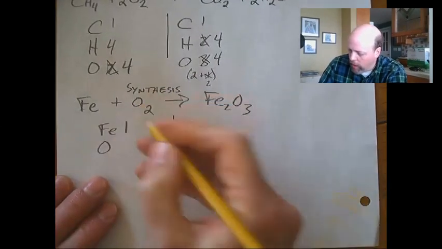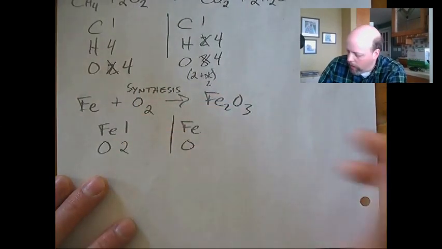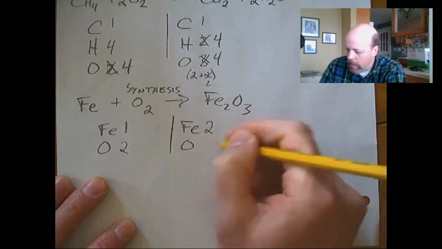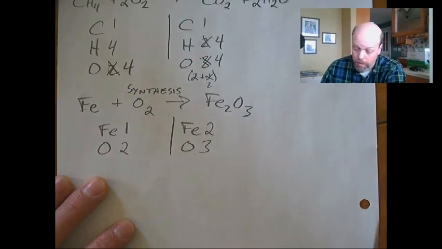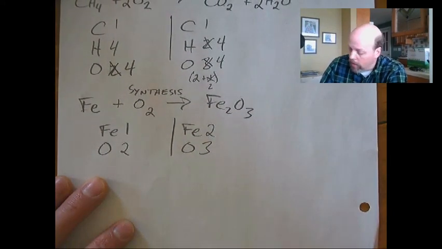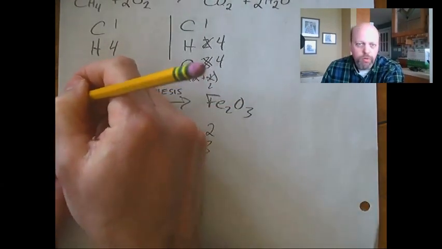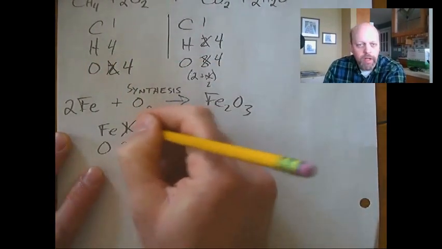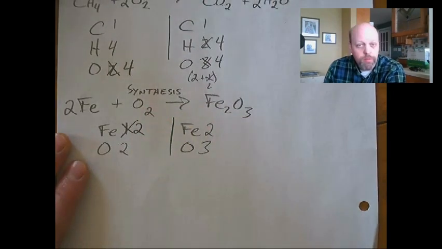So iron is 1 and oxygen is 2 on this side. On this side, iron is 2 and oxygen is 3. Now, we happen to have written iron first, so let's balance iron first, which I think by now you'd guess you'd put a 2 right there. So we've got 2 iron atoms on the left. So we've got 2 iron atoms on the right.